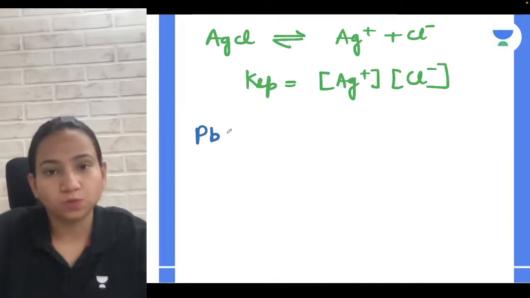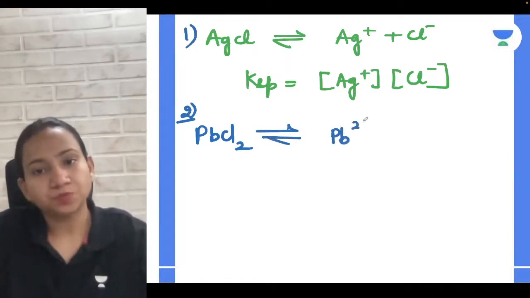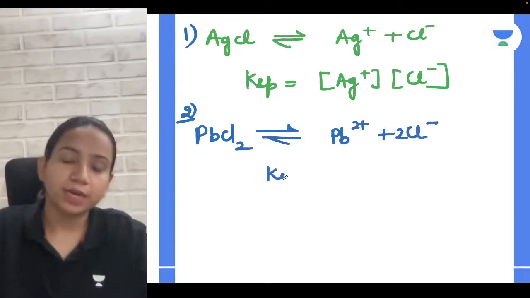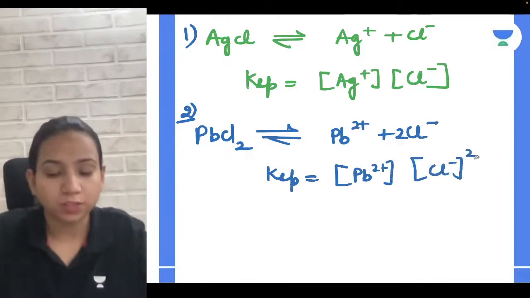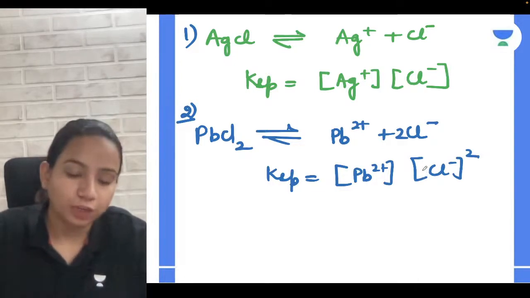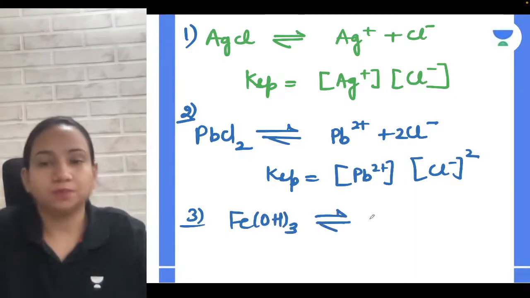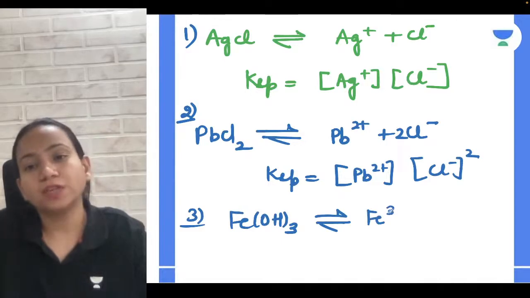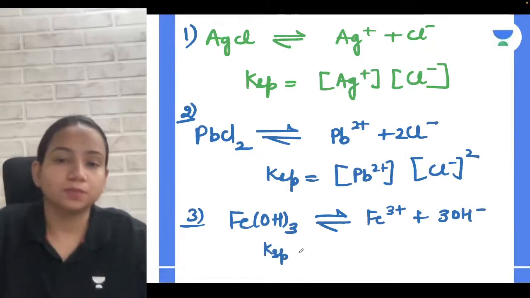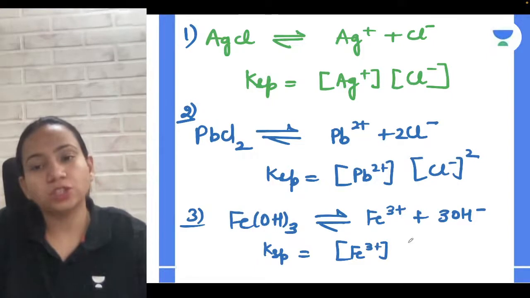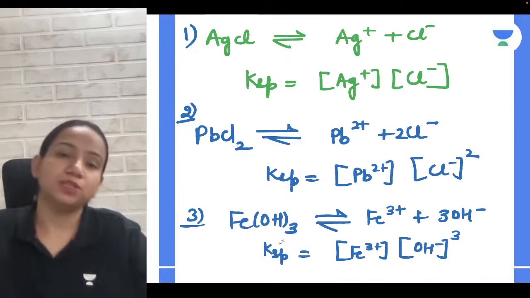Now suppose we have to write another one. Suppose you have PbCl2. PbCl2 will dissociate as Pb2+ and 2Cl-, yes or no? So how will we write its Ksp? Pb2+ ion concentration into Cl- ion concentration raised to the power 2. Correct, guys? Very good. Suppose I give you another, say you have Fe(OH)3, how will it dissociate? It will dissociate as Fe3+ ion plus 3OH- ions. So Ksp will be what? [Fe3+][OH-]^3. Very good. This way you can all relate.